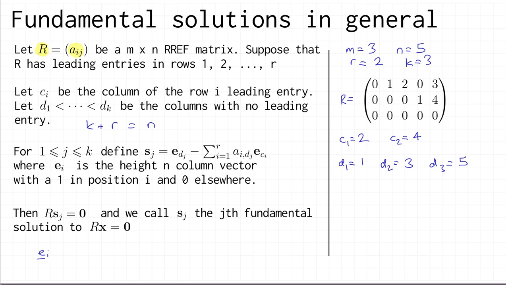So we're now ready to write down our fundamental solutions. And there's going to be one fundamental solution for each free parameter. So in other words, there are going to be k fundamental solutions. And we're going to call the fundamental solution S1, S2, S3 up to Sk. So this Sj is going to be my jth fundamental solution.